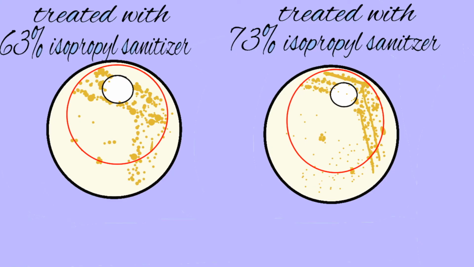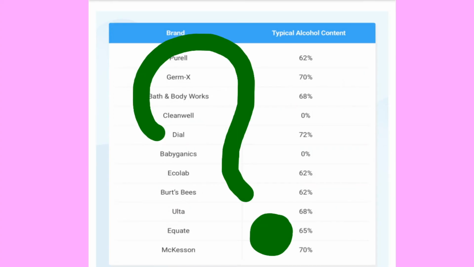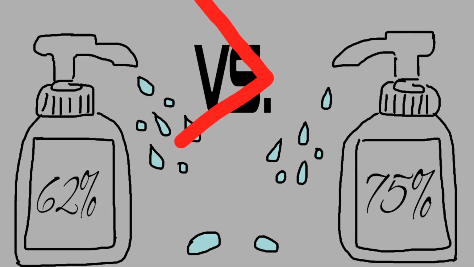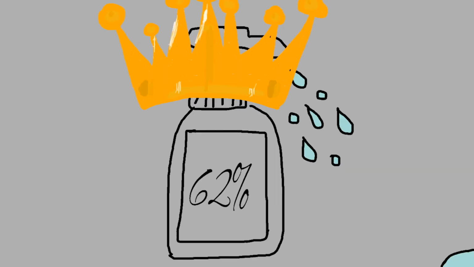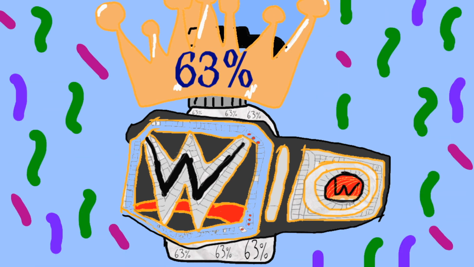Overall, on average, the sanitizers with lower alcohol percentages killed the same amount of bacteria as sanitizers with higher alcohol percentages. And in a few cases, sanitizers with the lower alcohol percentages killed more bacteria than the higher alcohol concentrated sanitizers. So, the next time you're deciding on which sanitizer will be the strongest germ killer, remember that the lowest alcohol percentages, closer to 60% versus 70% and higher, gets the crown and wins the belt.